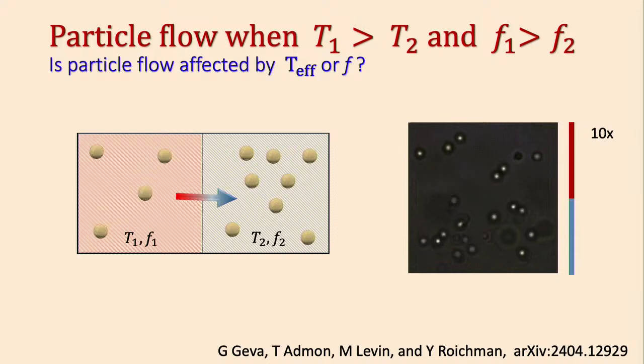And you can see that with time, the density increases in the cold area. So it's not that all the particles flow to the cold area, there is just a difference of density, and this is expected also in equilibrium.